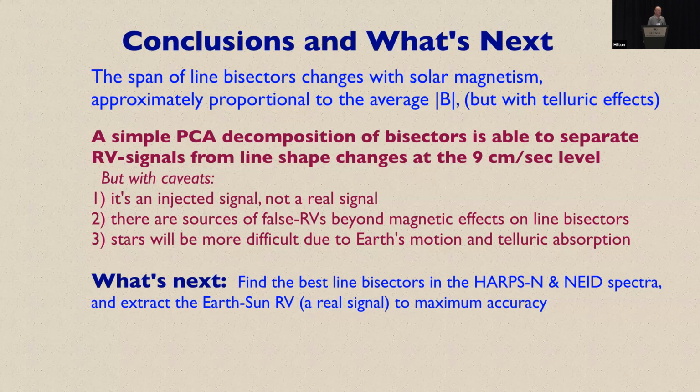So what I want to do next is I'm starting to look at the HARPS North spectra and the NUID spectra and the EXPRES data that Joe will talk about shortly, and look at line bisectors to try to recover a real signal, the Earth-Sun radial velocity, to as high an accuracy as I can. And I'll stop there. Thank you.